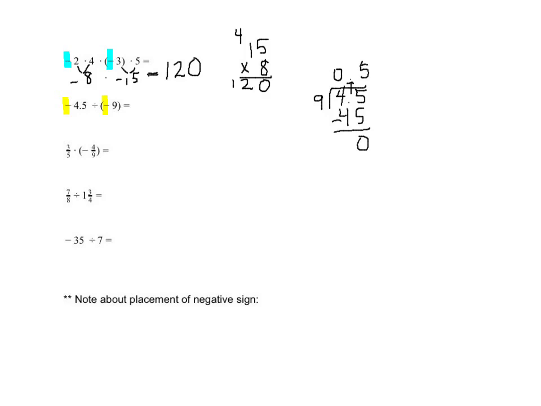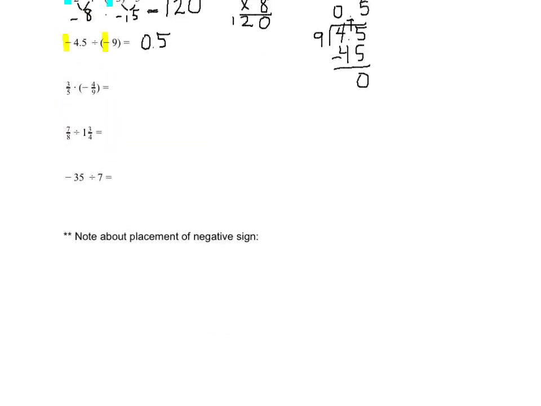And now that 0.5 is going to remain positive because we had those two negative signs. And we can just go like that.